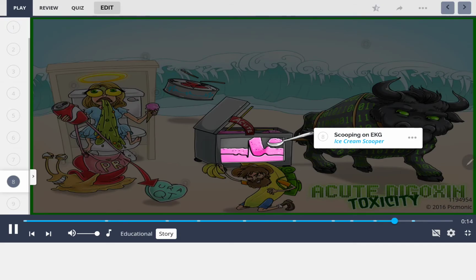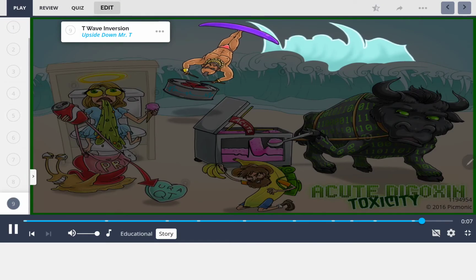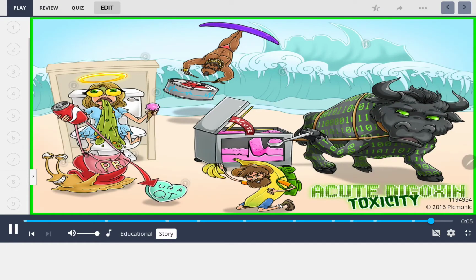All these sugary treats will get you sick, lady. Ice cream, cola, and QT hearts? That's enough to turn Mr. T upside down. You have to beware of Digital Ox's toxic ice cream."